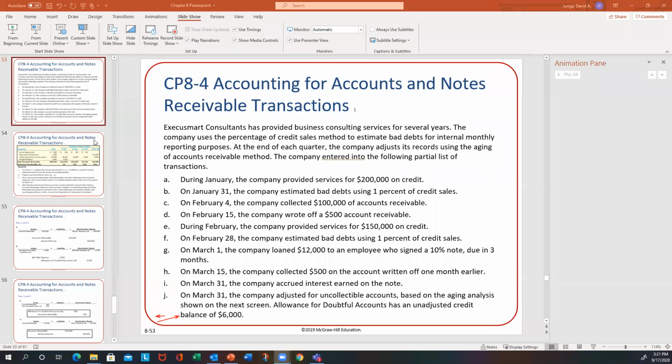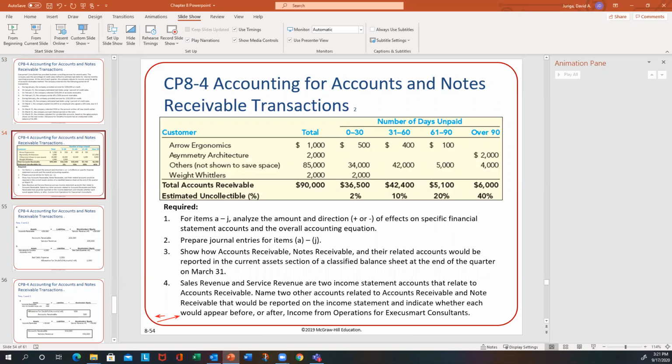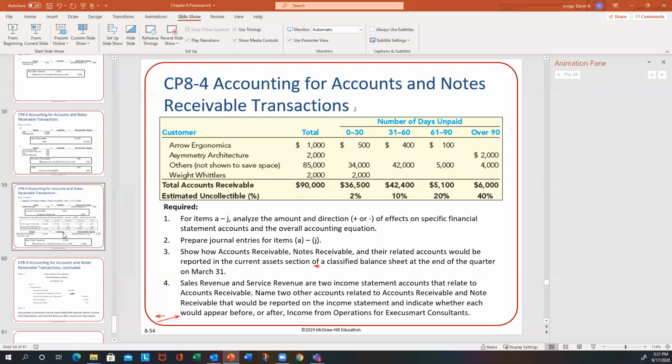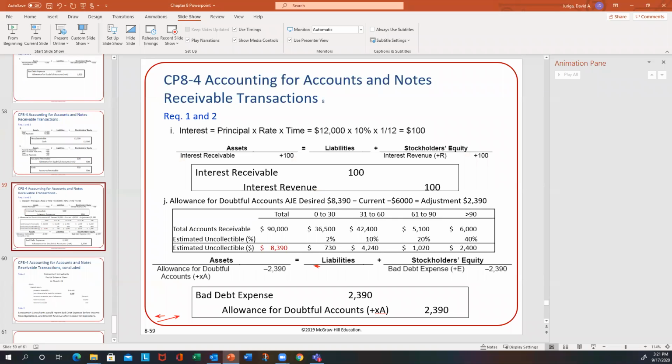So again, under the methods, what you do is you have to take your individual percentages times these weights. So 2% of 36.5, 10% of 42, 20% of 51, and so forth. Add them up. That'll be your estimate. And then you have to compare it to that $6,000 existing balance. So right here is what they're showing you how they did that. Notice they want an 8,390 desired balance, and then 6,000 is the current balance. The difference is going to be your adjusting entry. Notice that's where they debit bad debts expense and credit the allowance account for 2,390. And they're also showing you right here how they came up with those estimates, those are the calculations. So again, that's how you do it when you're doing the aging approach.